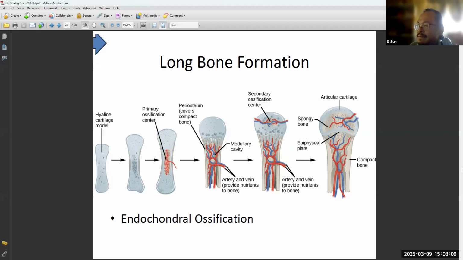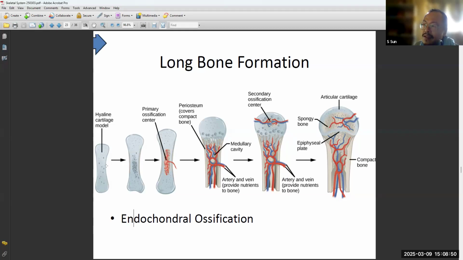For long bone, this process is called endochondral ossification, because endo means inside, and chondral means cartilage. So it uses the cartilage model to become the bone. A quick question could be: what is the process of long bone formation called? It is called endochondral ossification. That's a process, and this process has a terminology.